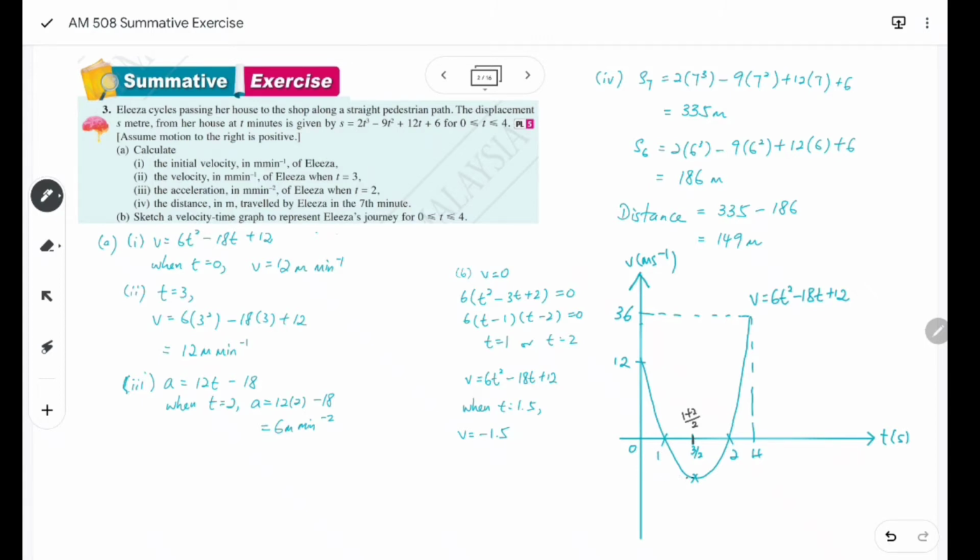And the v here, oops, use your calculator, and we'll get negative 3 over 2. So the minimum velocity is negative 3 over 2. Oops. In fact, I have calculated here. Alright. So this is the complete graph of velocity time graph for Elisa's journey.